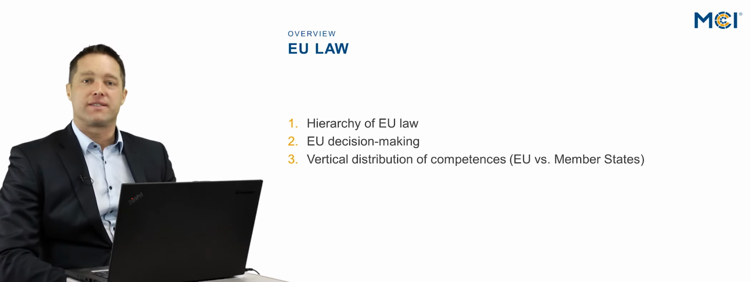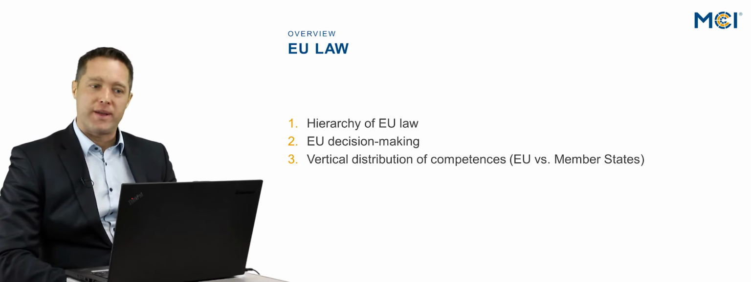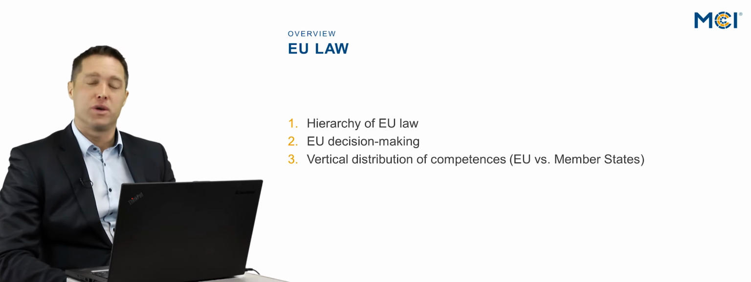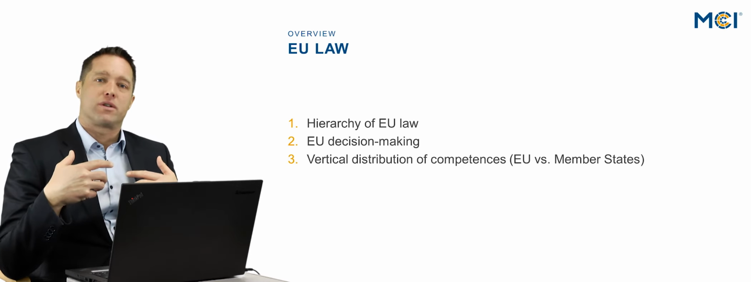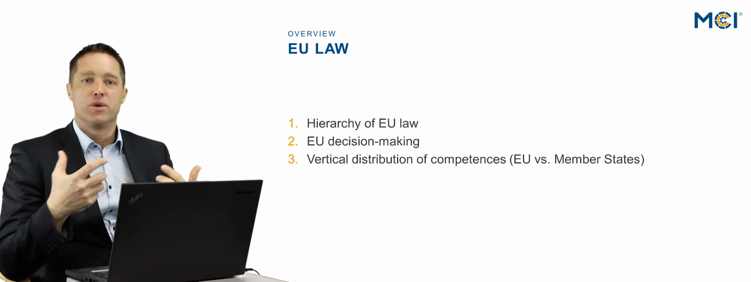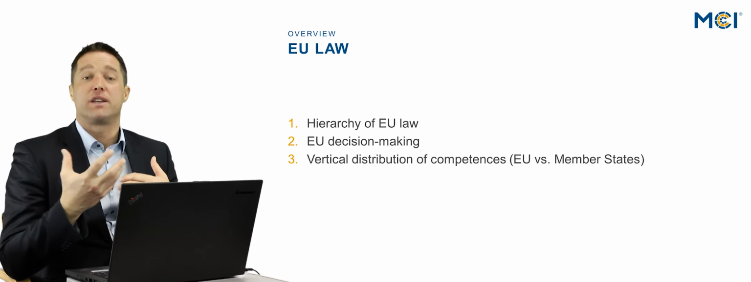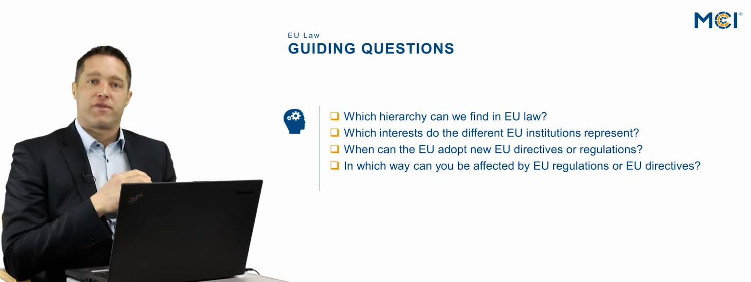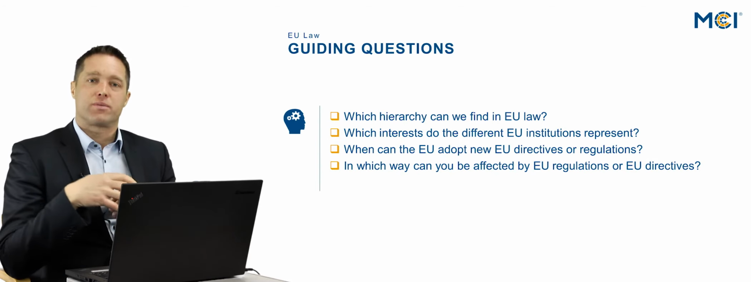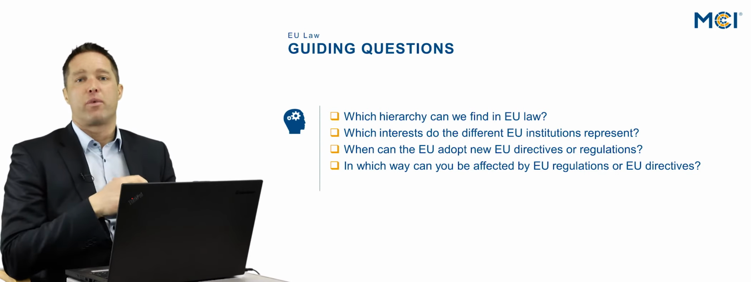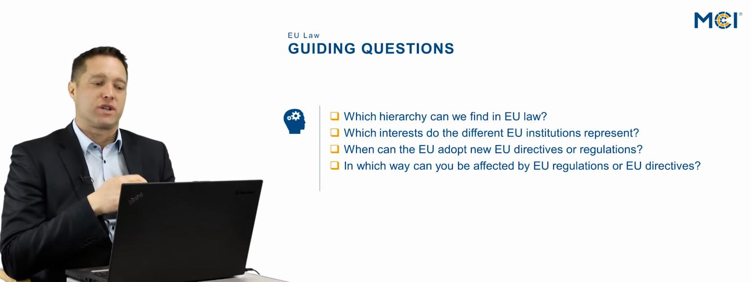As you can see, this micro lecture is structured in the following way. We will first talk about the hierarchy of EU law. We'll then have a look at decision making in the EU, and we will address the question of the so-called vertical distribution of competences, that is to say, who is entitled to make new legislation, the EU or the member states. We have these guiding questions, which already by now should make you reflect on these questions, and they will be answered by the end of today's lecture.